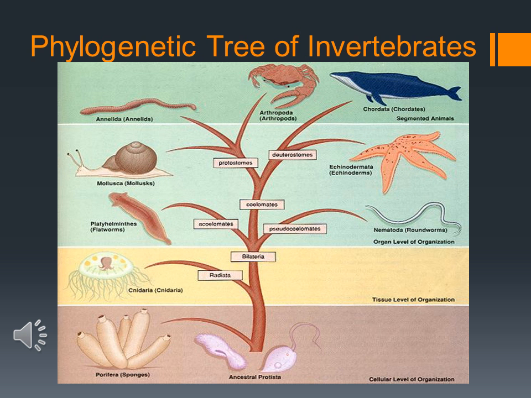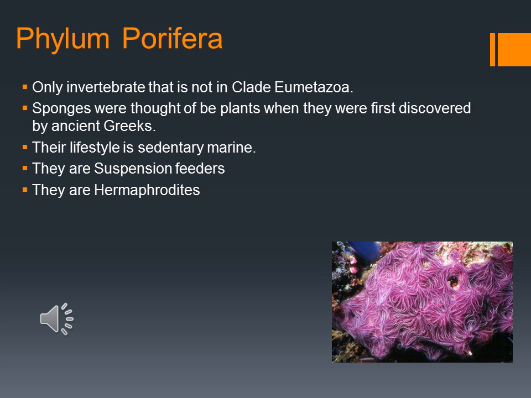This is a phylogenetic tree of invertebrates that lays out a map to their lineage, beginning with the ancestral protist displayed at the bottom of the tree. Phylum Porifera is the only invertebrate that is not in the clade Eumetazoa.